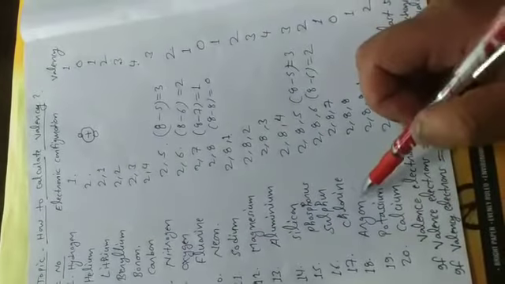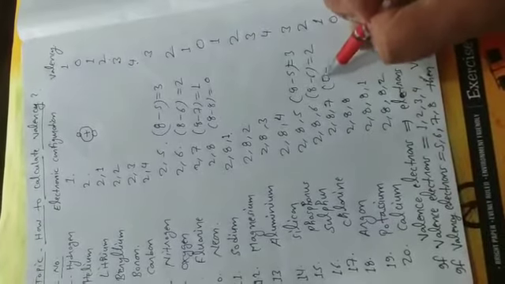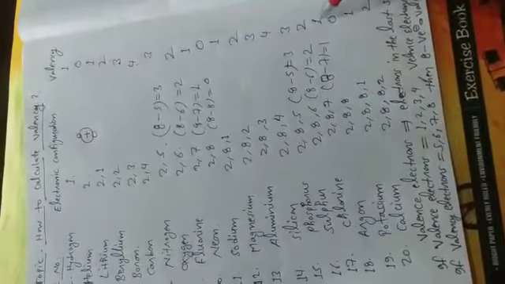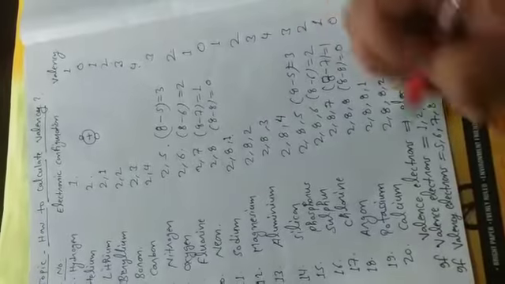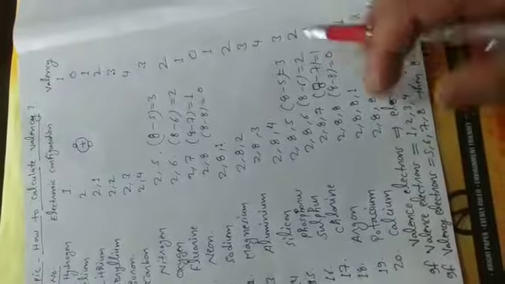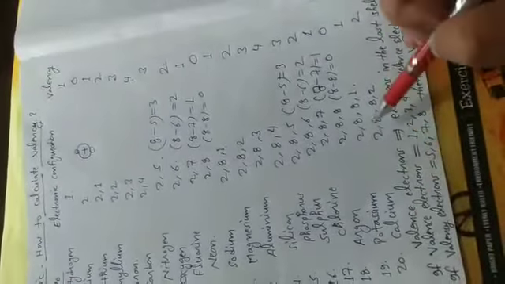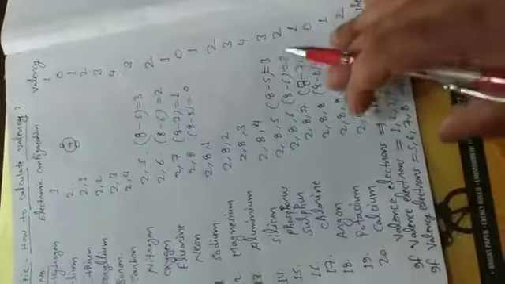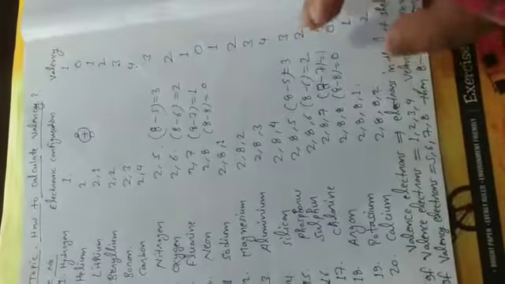Next chlorine has 7 valence electrons, 8 minus 7 is equal to 1, so the valency of chlorine is equal to 1. Then argon, 8 valence electrons, 8 minus 8 is equal to 0. Then potassium, in potassium 1 is the outermost electron, so the valency is 1. In calcium, the outermost electron is 2, so the valency is 2. So these two formulas are very important for this.